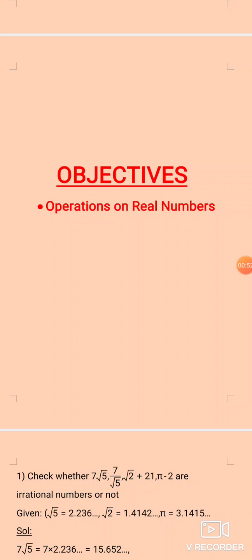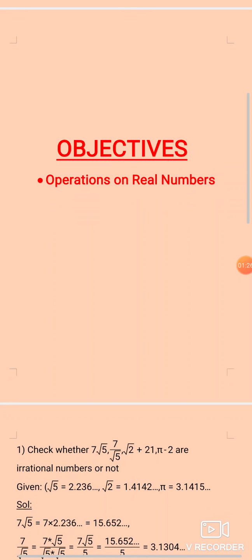Check whether 7 root 5, 7 by root 5, root 2 plus 21, pi minus 2 are irrational numbers or not. We need to check whether these are irrational or not. Now, given the values: root 5 is equal to 2.236 etc., root 2 is equal to 1.4142 etc., pi value is 3.1415 etc. So, all these are what? Irrational, that we know.